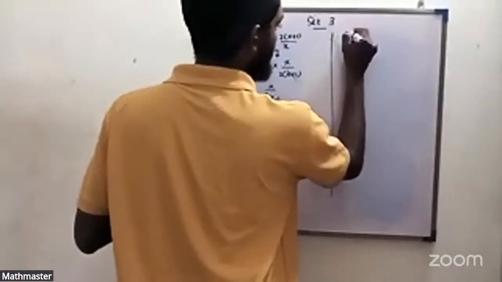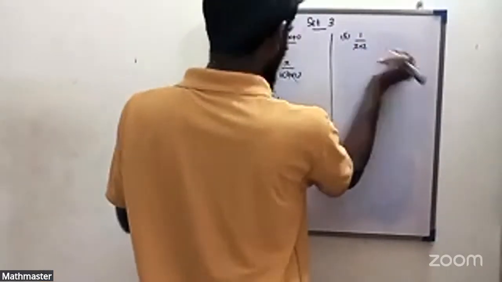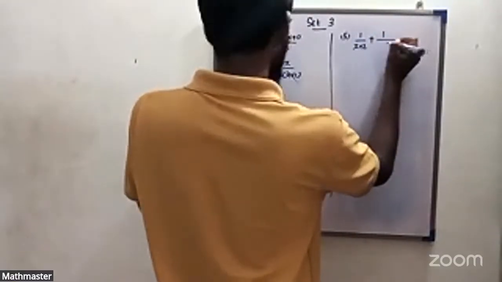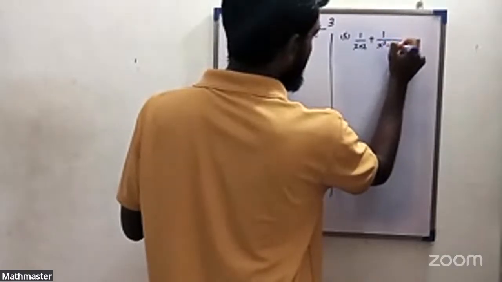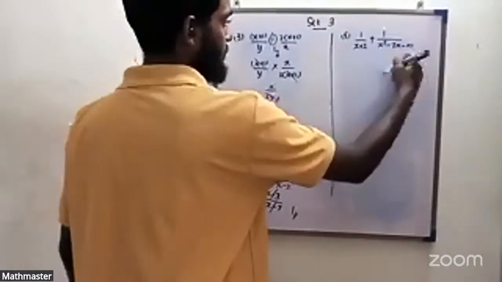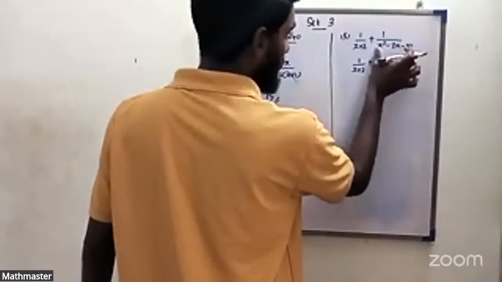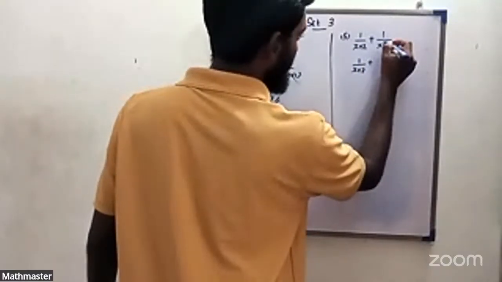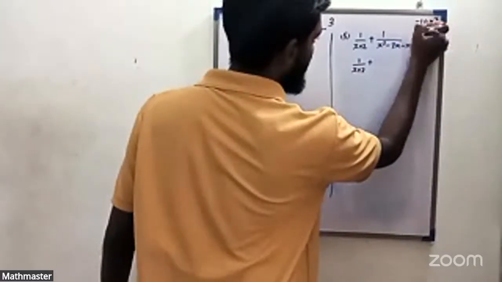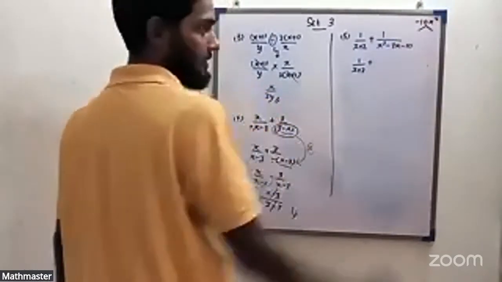Fifth, simplify 1 over x plus 2 plus 1 over x squared minus 3x minus 10. Right, so this is a quadratic expression here. So you have to convert this into two brackets. How to do this? First multiply x squared into 10, so it becomes minus 10x squared. Then take the two factors which give the multiple of 10, and when you add these two factors it should give minus 3. So what are they?